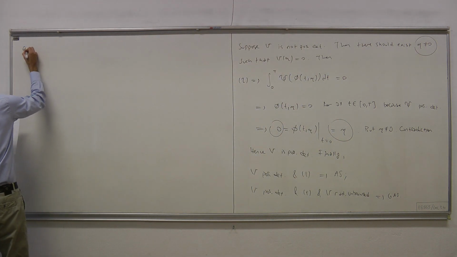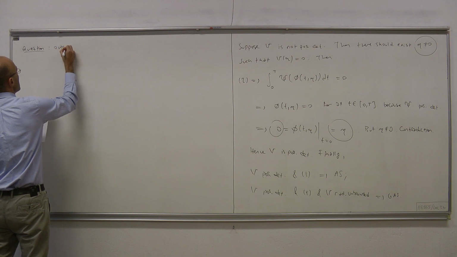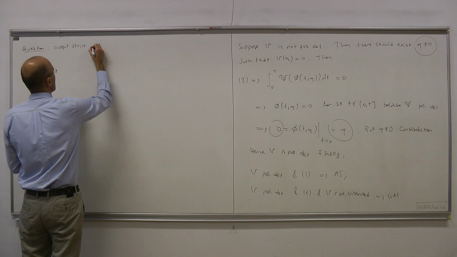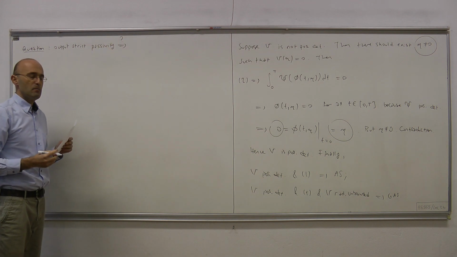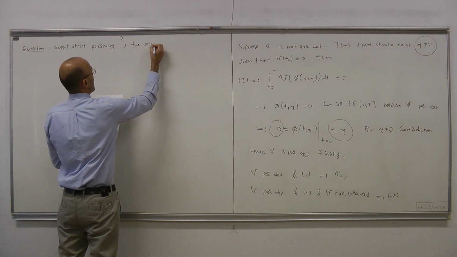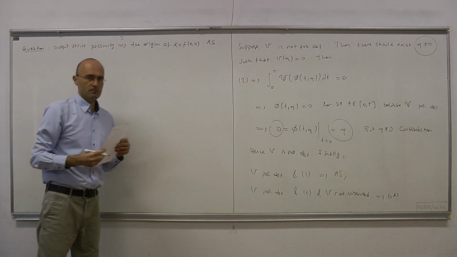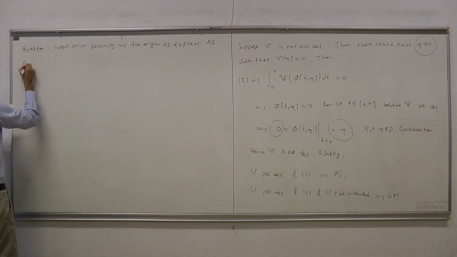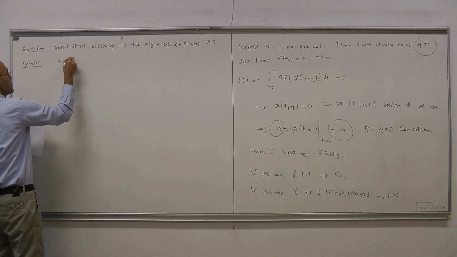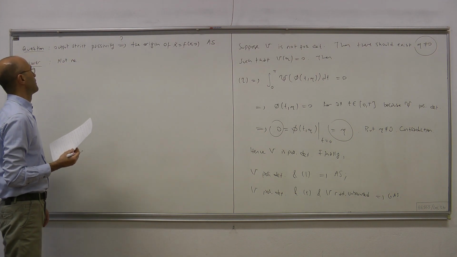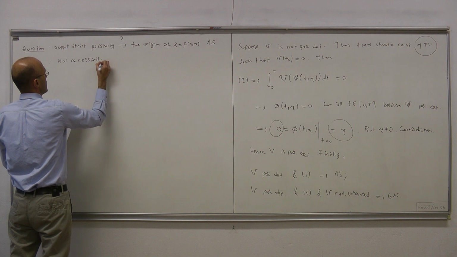So the question, therefore, that's meaningful to ask at this point is, how about output strict passivity? That is, does output strict passivity imply that the origin of the unforced system is asymptotically stable? The answer is not necessarily. So something further has to be assumed in order to obtain asymptotic stability.